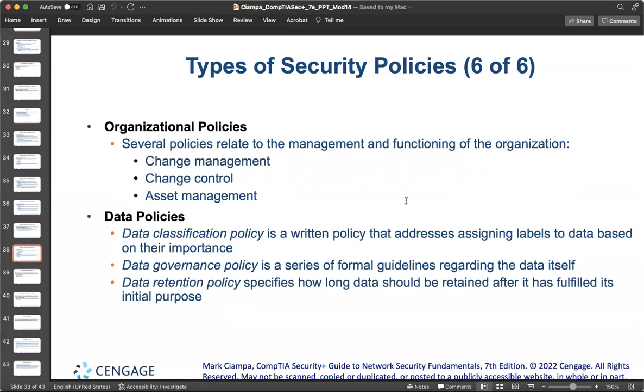You also have organizational policies on a higher level. Several policies relate to the management and functioning of the organization. Like you have the change management policy for, say, if a team wants to change a configuration on the Active Directory server, they have to go through this change management policy, which defines a change control process, right? And in that change control process, they have to propose the change. That change should be reviewed by certain authorities or SMEs, and then that should be approved.